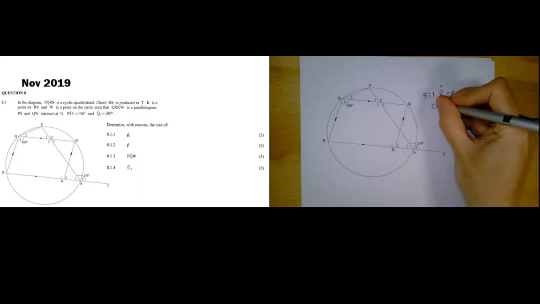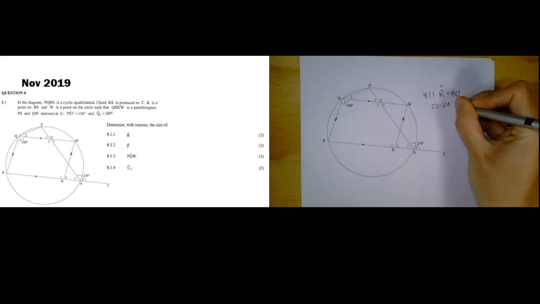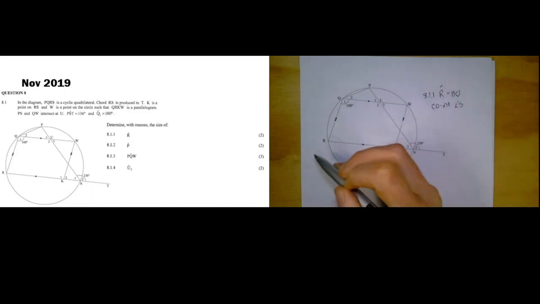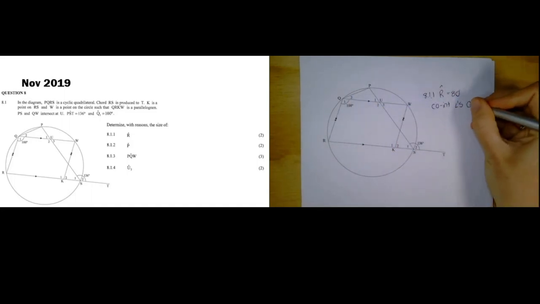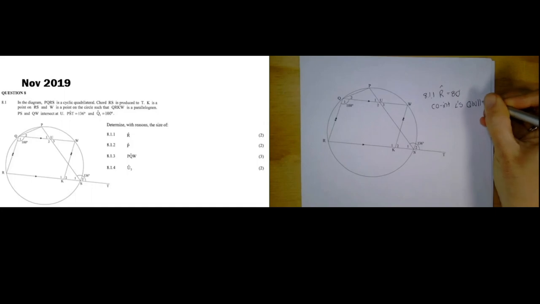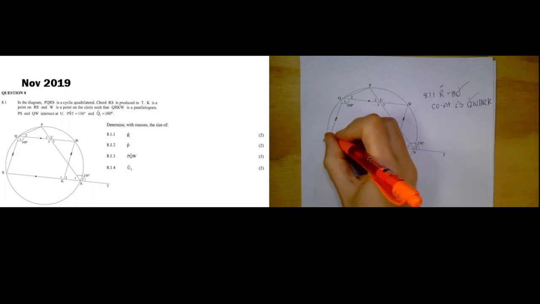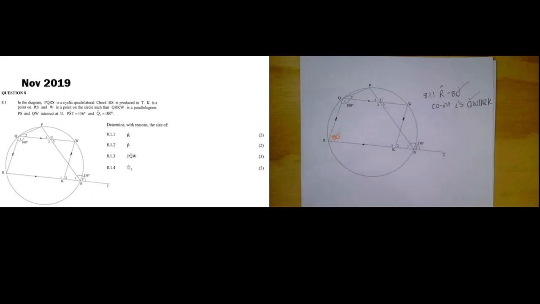Remember your reason? Co-interior angles, and very important to add the parallel lines, that QW is parallel to RK. Without the parallel lines, the reason is not complete. 2 marks. A mark for the answer and a mark for the reason. Very important once again, if we've worked out something, let's fill it in on the sketch. 80 degrees.